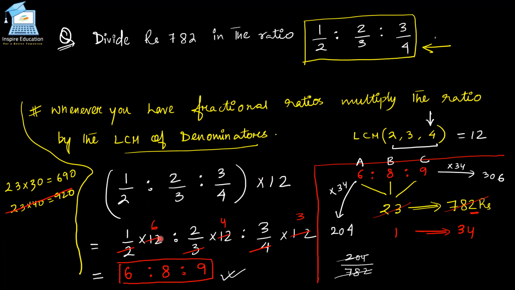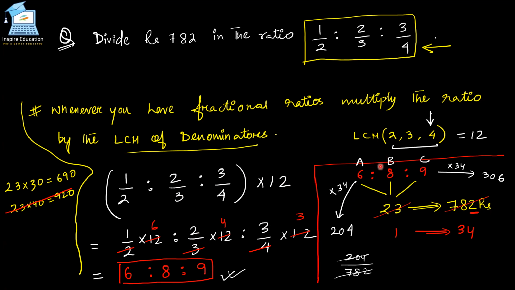So half into 12, this is 6. 2 by 3 into 12, this is basic mathematics. You just cut 12 by 3, this is 4. 2 into 4 is 8. 3 by 4 into 12, you cut 12 by 4, this is 3. 3 into 3 is 9. Okay. These are simple things you need to do. Understood how 6 is to 8 is to 9 we got? This much is clear. Shall we proceed to the next part?